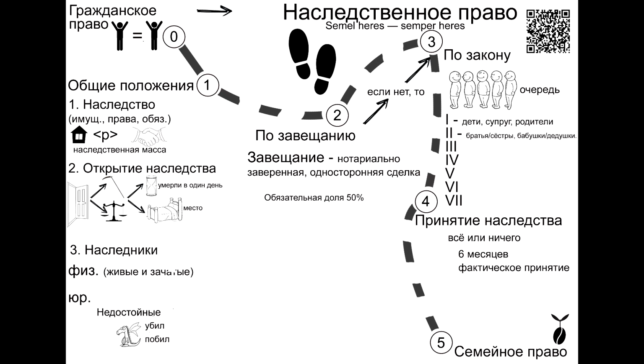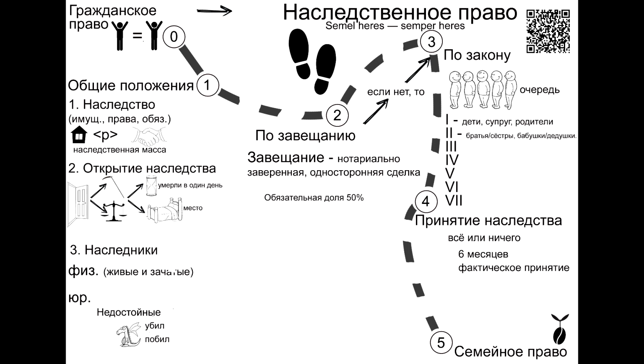Disabled parents, spouses, minor children, and other dependents of the testator inherit, regardless of the content of the will, at least half of the share that will be due to each of them in the event of inheritance under the law. Now let us look at the third aspect, hereditary succession.